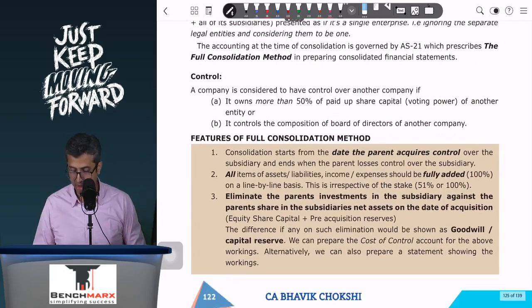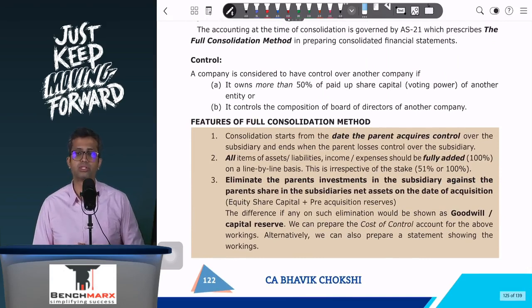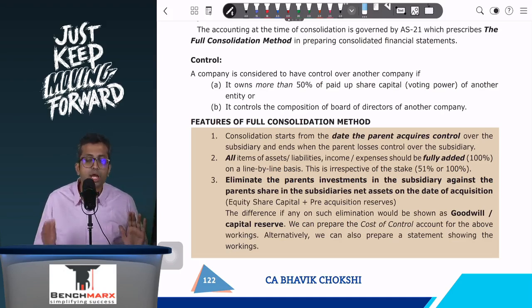So what are the features of the full consolidation method? For a subsidiary, the full consolidation method refers to the method where we will consolidate all assets and all liabilities of the subsidiary in the consolidated financial statements. Now, what are the key features of this method as given by AS21?